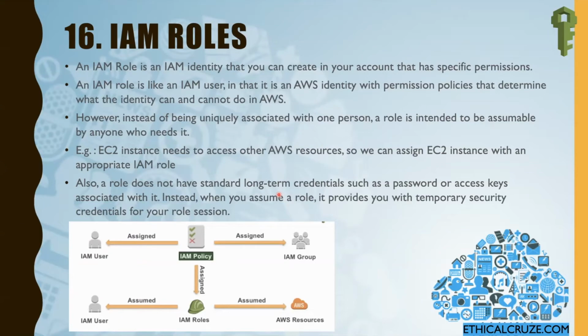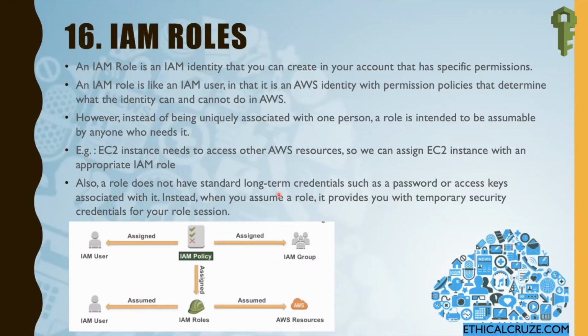Okay, so let's suppose you are one user and I am another user. If we have provided a permission to this particular role, then when you want to use it, you can wear this hat and assume that role. And when I want to use that, I will wear that hat and assume that role. Okay, so take another example, like an EC2 instance. If it needs to access AWS resources, we can assign the EC2 instance an appropriate IAM role. Okay, in this manner, the EC2 instance will be able to access them.